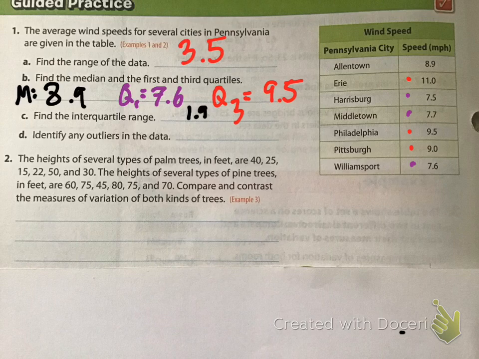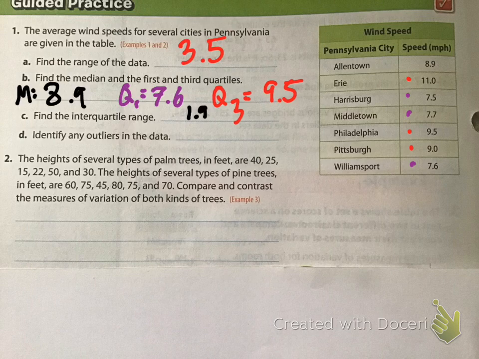Identify any outliers in the data. So if I multiply that 1.9 times 1.5, I'm just going to use my calculator because I don't feel like doing it, but make sure you know how to do it. It's 2.85. So if I add 2.85 to 9.5, I get 12.35. Nope, all of our data is below that.